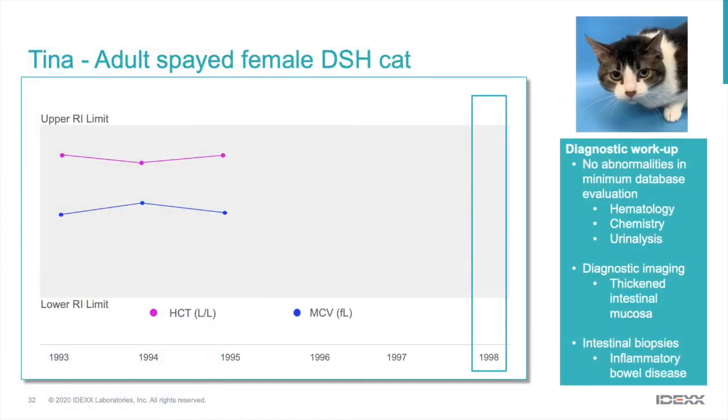At that 1998 presentation, the workup included a minimum database, and there were no significant abnormalities in hematology, chemistry, or urinalysis. They did diagnostic imaging and identified thickened intestinal mucosa, which led them to a biopsy to get to the final diagnosis of inflammatory bowel disease. Remember, in 1998, the MCV and hematocrit are within reference interval limits.